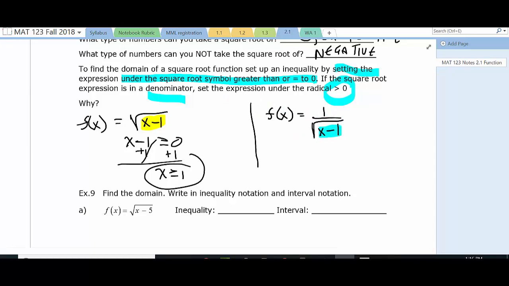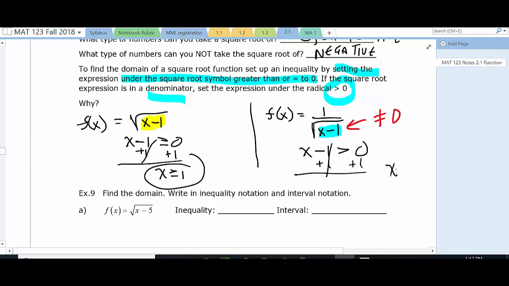Now the difference on this one is it can't be 0, because it's in a denominator. So what you would do on this is say x minus 1 greater than 0. If it's equal to 0, then you have a 0 denominator. So this one would have a slightly different answer: x greater than 1. To help you understand that, what would happen if x was 1? Then you would have 0 in the denominator, and you can't have that. So that one you say greater than. This one you say greater than or equal to because it's not in the denominator of a fraction. Does that make any sense? All right, so you've got to be careful about those two things.